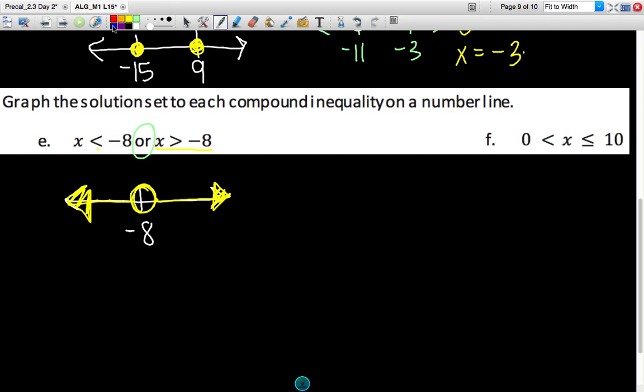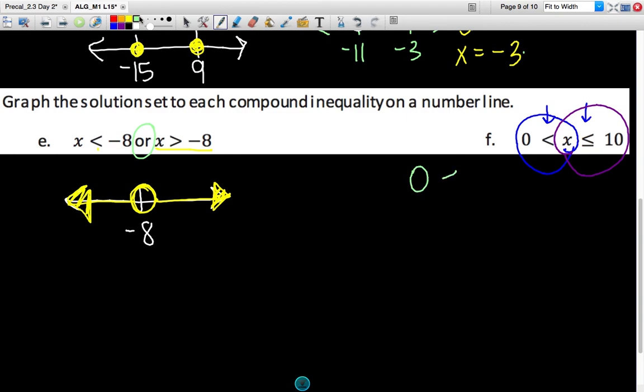All right, look at F. F is similar to the last problem we had on the last example. The first thing you want to do is to split this into two. And remember, whatever is between your inequality symbols, you want to take both directions. So this x is going to go with the 0, and this x is also going to go with this 10. So rewrite both before you do anything else.